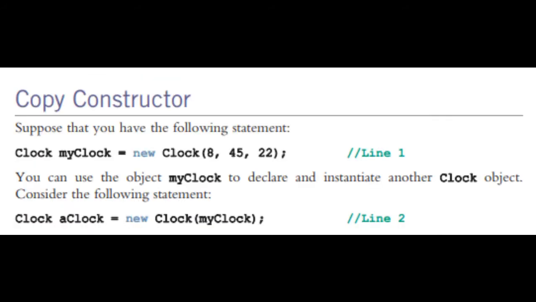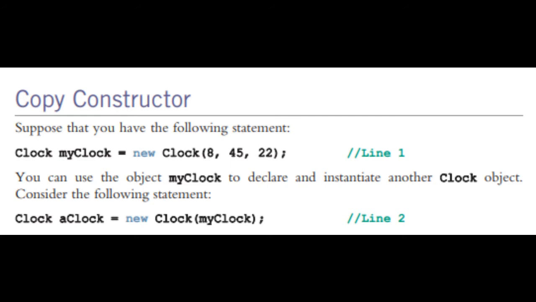Copy constructor. Suppose that you have the following statement. Clock myClock = new Clock(8, 45, 22). You can use the object myClock to declare and instantiate another Clock object. Consider the following statement. Clock aClock = new Clock(myClock).